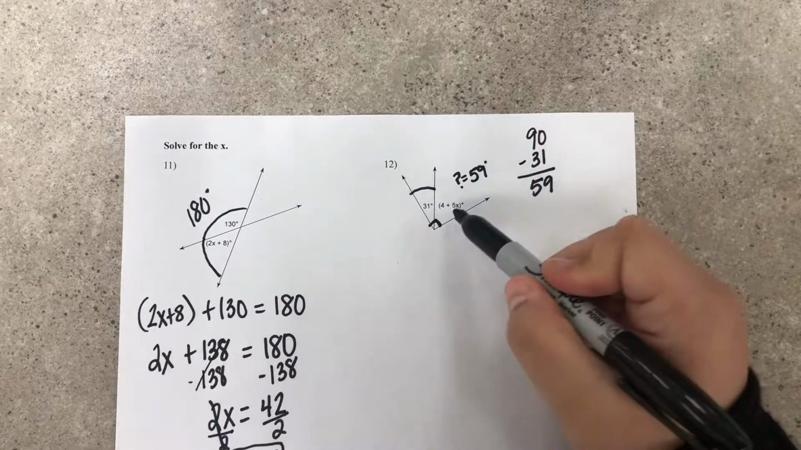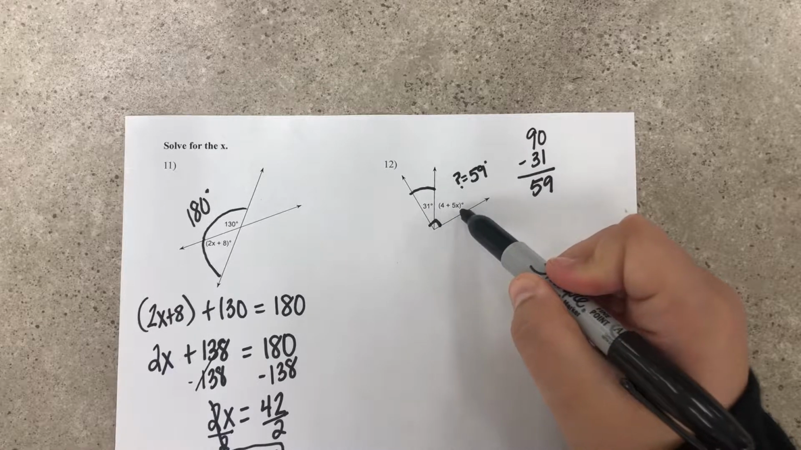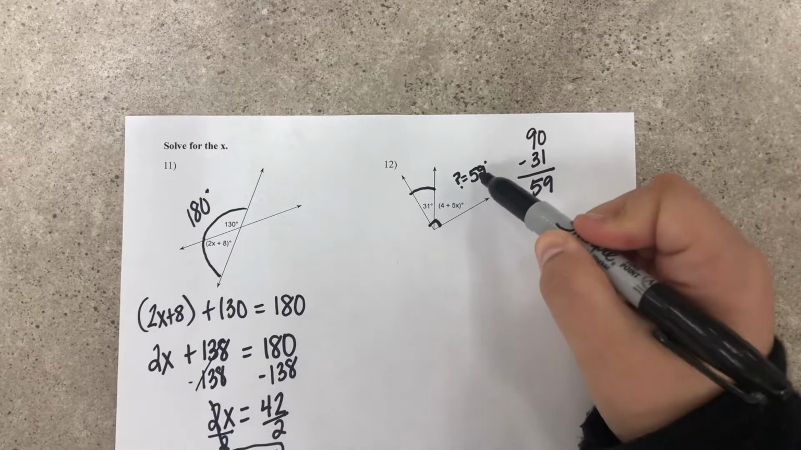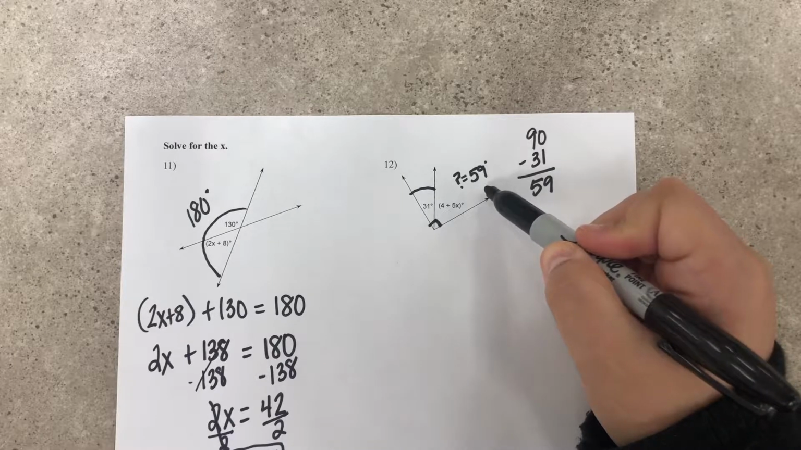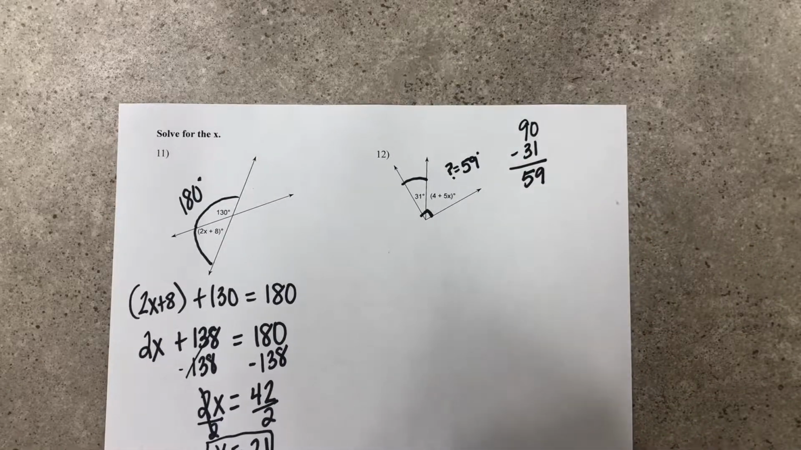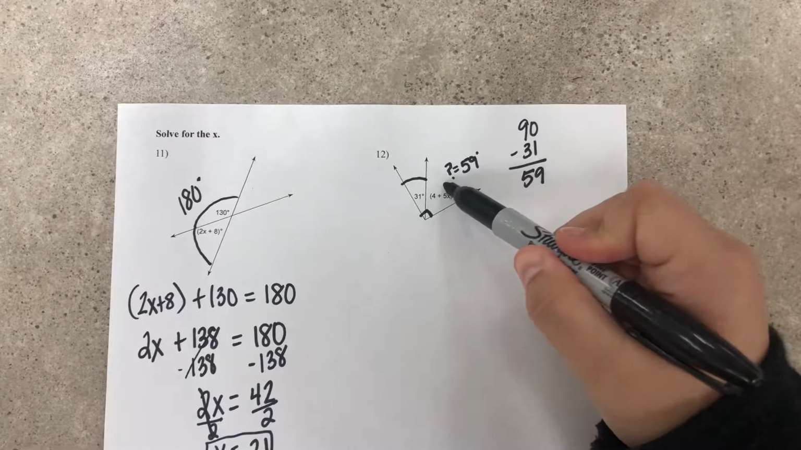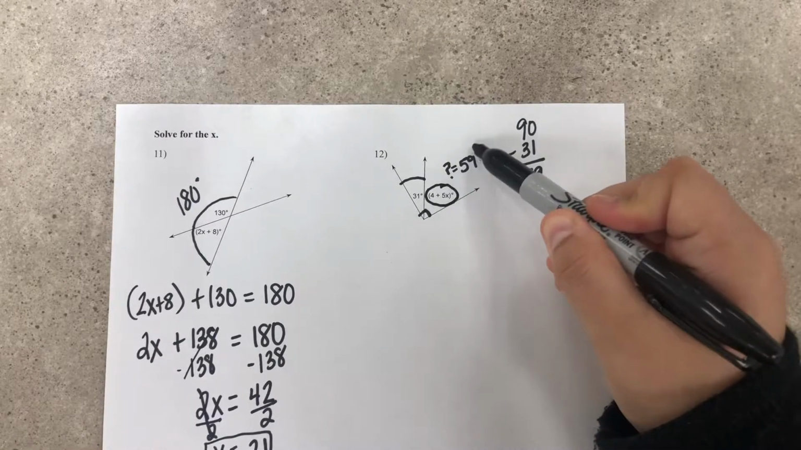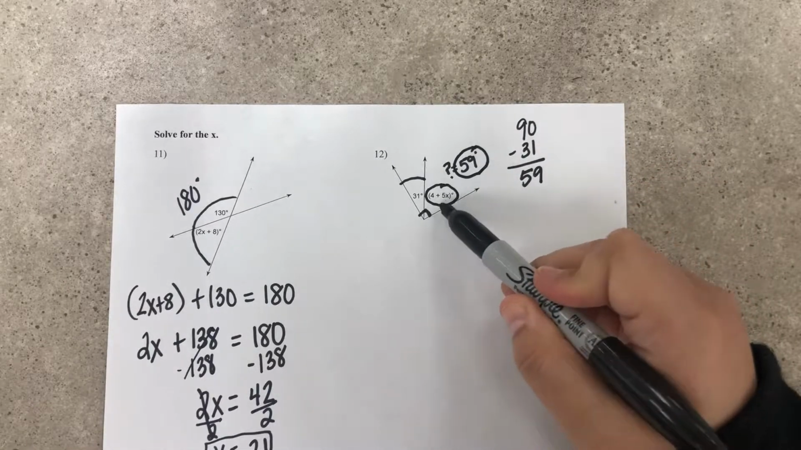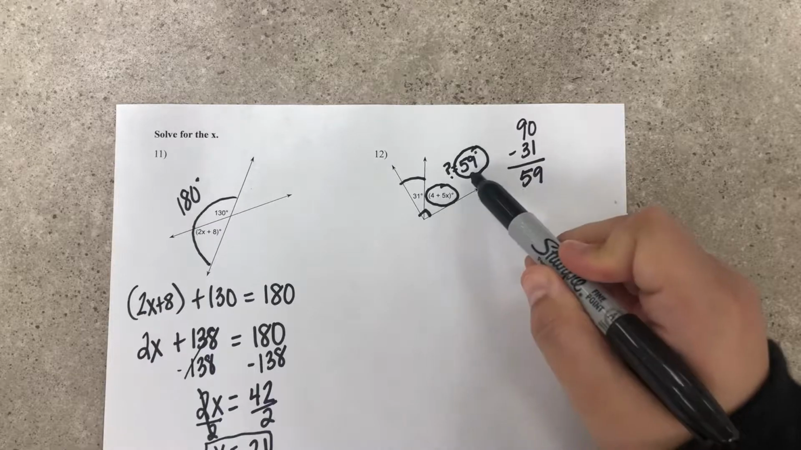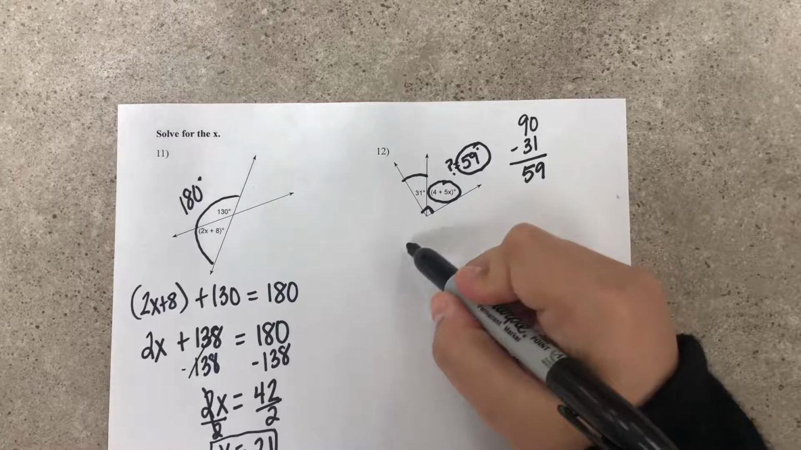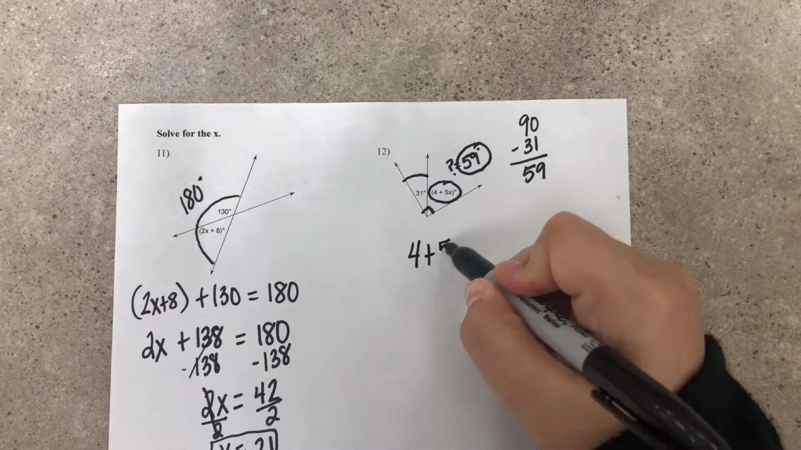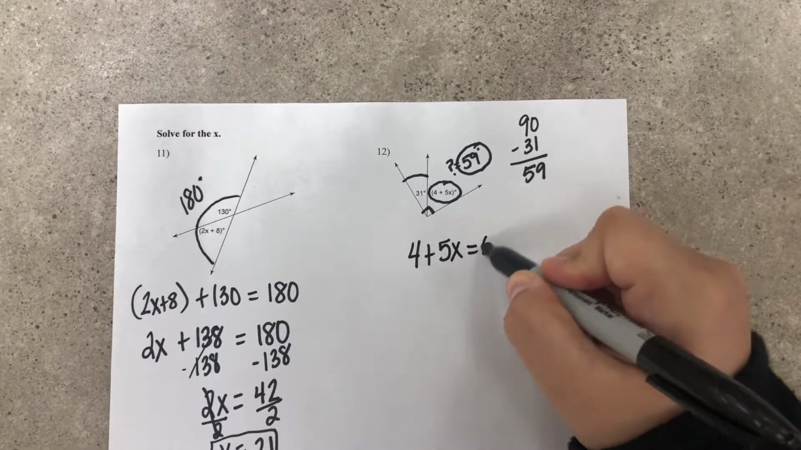Well, they tell us that this angle right here is 4 plus 5x, right? But we just figured out that it's equal to 59 degrees. So if I'm supposed to solve for x, I can just set these two equal to each other, right? Because this angle equals 4 plus 5x, but this angle also equals 59 degrees. So I'm going to say 4 plus 5x equals 59.